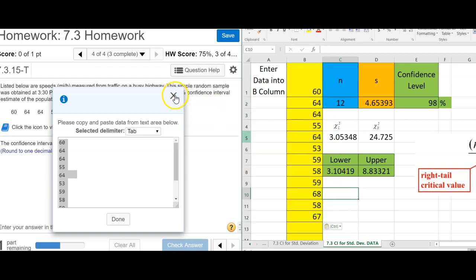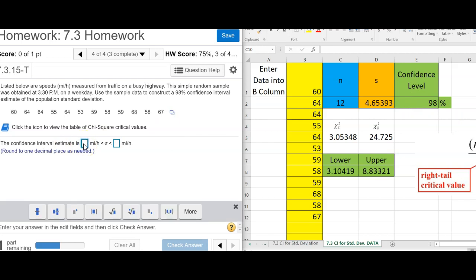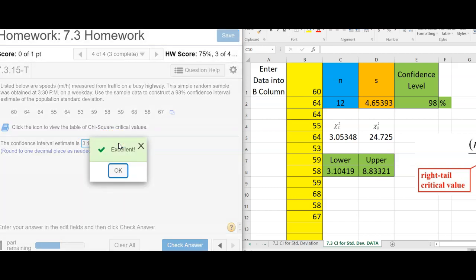Make sure you update your confidence level. So this is 98 also. If it were a 93 or 95 or 96, you'd have to change that. Just make sure you change that. Then our lower and upper is 3.1 to 8.8. And there's our 7-3 homework done.